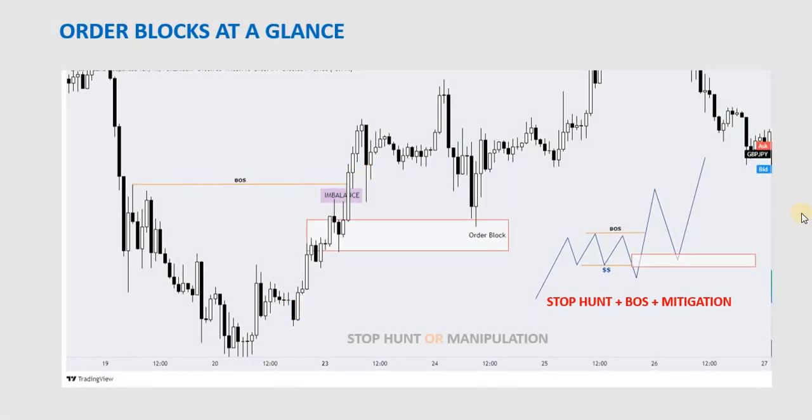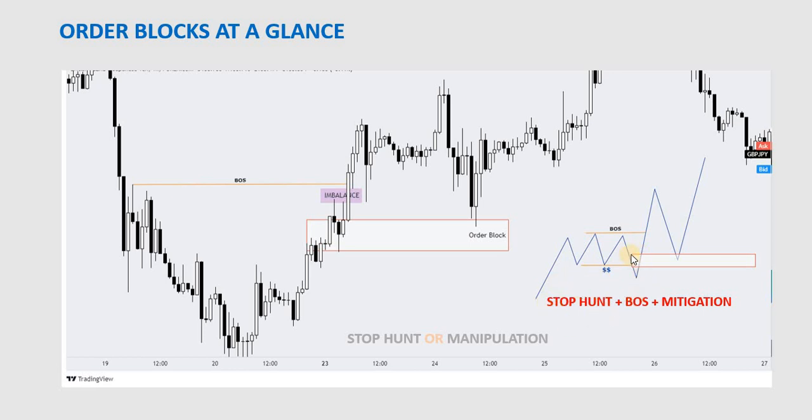Other blocks at a glance. Quickly, we would like to look at this sample of order block. We see price was creating equal lows here. Under the equal lows we have a liquidity pool, and we have this move that came down to grab liquidity and break structure to the upside, and we have this mitigation and continuation.